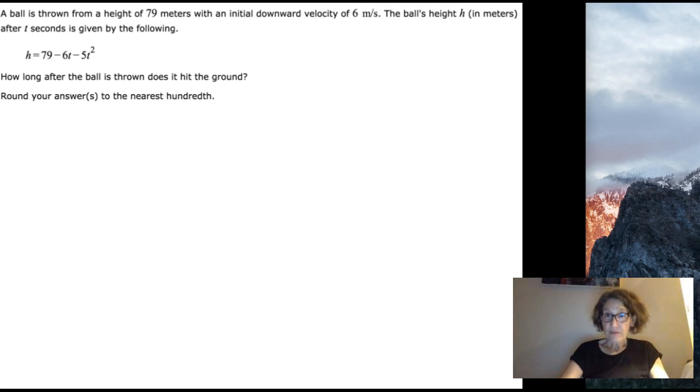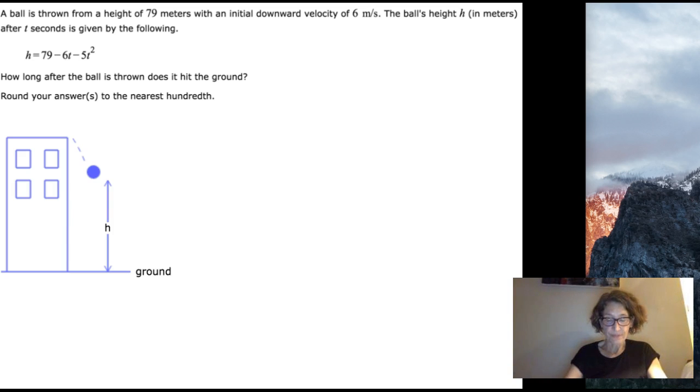So this has a lot of information in it, but most of it you don't need. All you really need is the equation. And also the picture is helpful. So here's the picture. Let's first try to understand what this equation means, so we understand what we're doing. It says that a ball is thrown from a height of 79 meters. And if we look at the picture, we can see the ball is coming down from the top of a building. So that must mean the ball is being thrown from the top of that building, and that building is 79 meters tall.